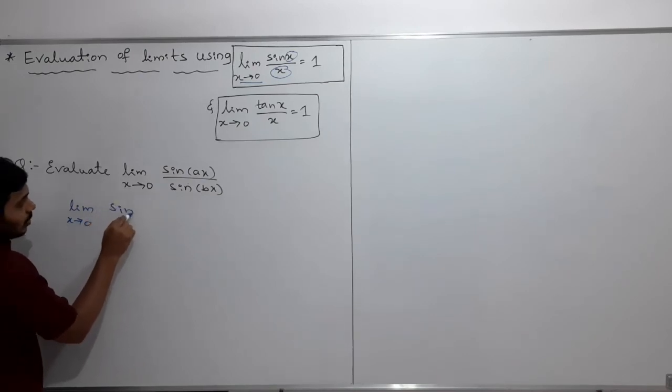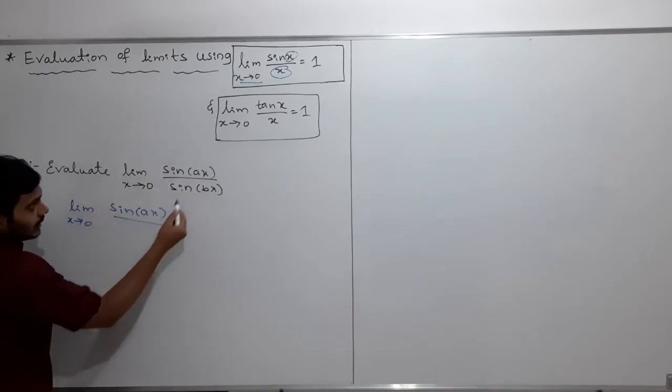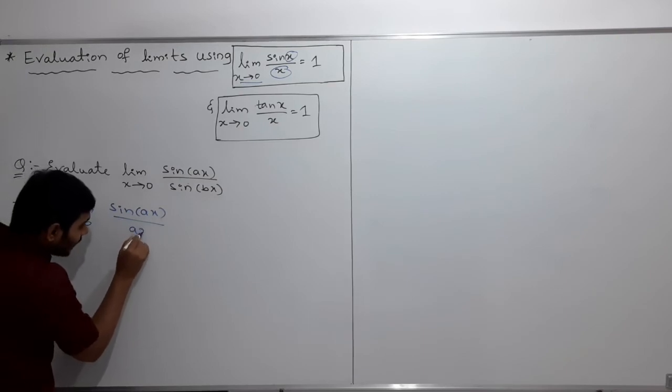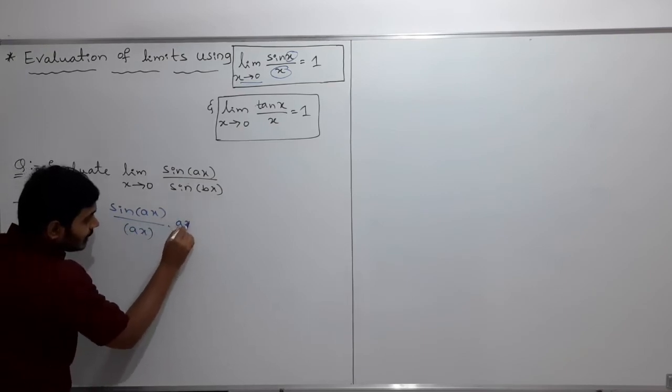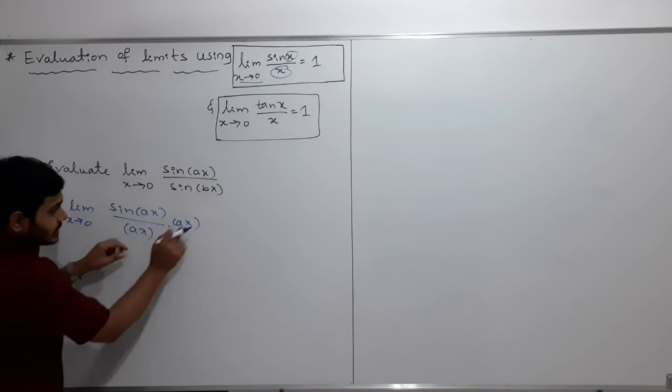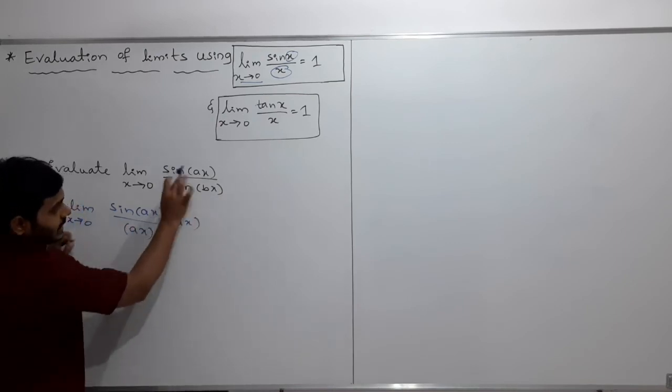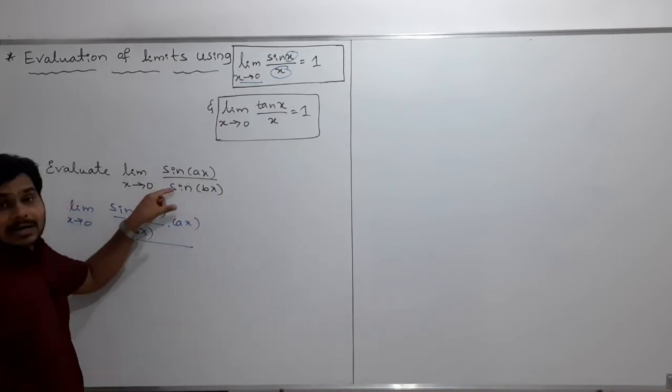Clear? So for that reason, I will write the limit as x tends to 0 of sin of ax. In the numerator I divide by ax and I multiply by ax. This ax cancels and you will get sin ax. Clear? So there is no harm to the given function.